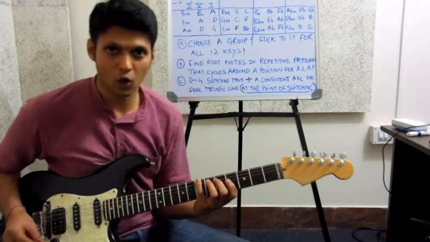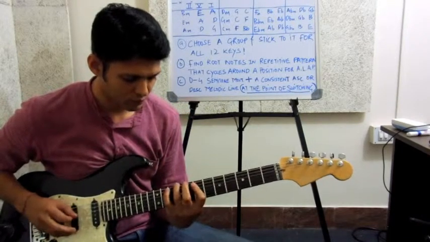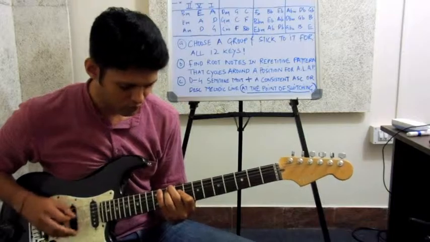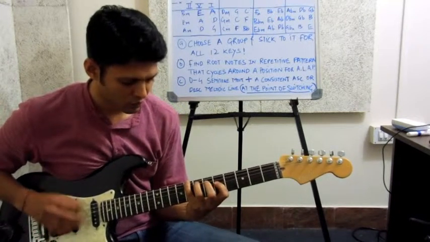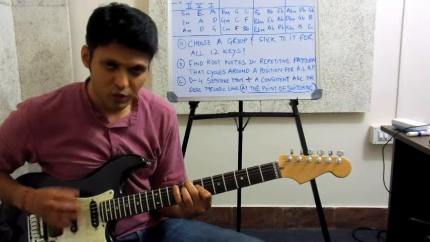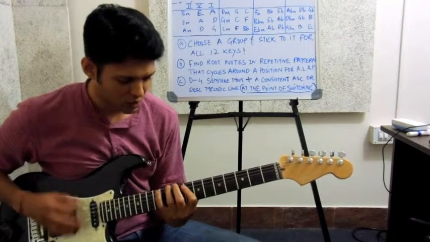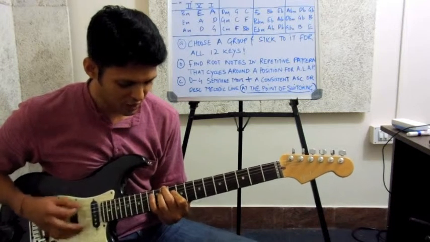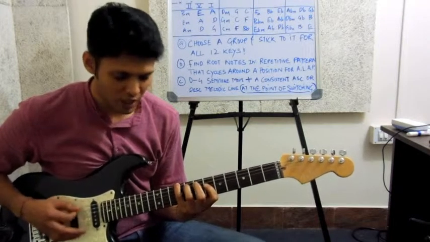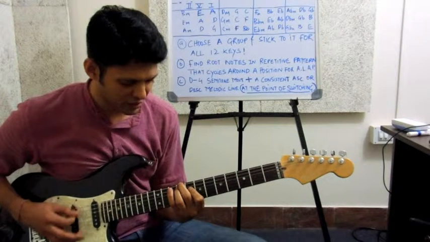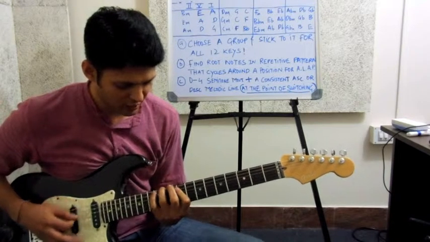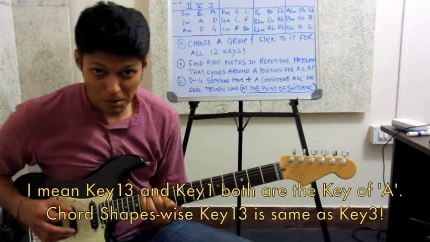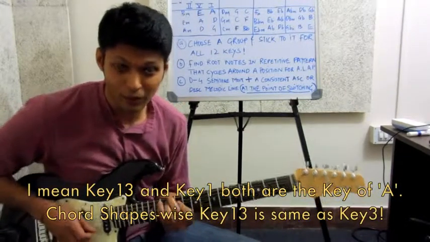Root notes pattern, option 3. Key 1, key 2, key 3, key 4, key 5, key 6, key 7, key 8, key 9, key 10, key 11, key 12. Remember, key 13 is the same as key 1, which we started off with.